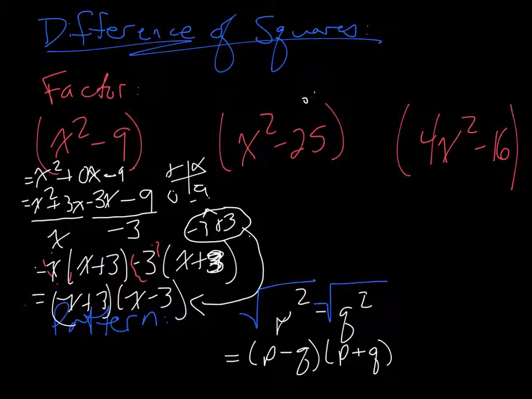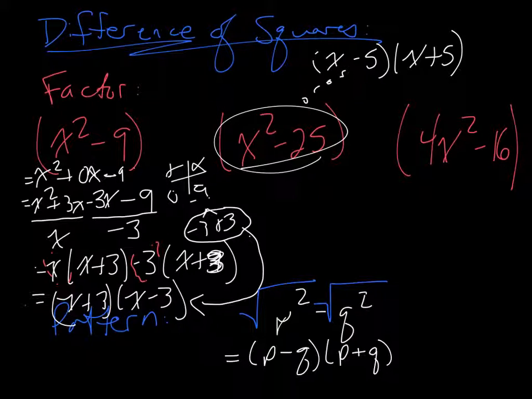And so what I'm going to do is make a prediction. I'll recognize that this is a difference of squares question, and to start I'll say, okay, I think that my answer is going to be x minus 5 and x plus 5, because I recognize that these are both squares. And you're allowed to do that.